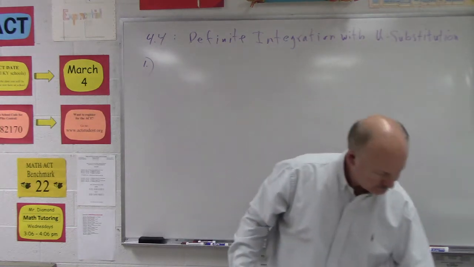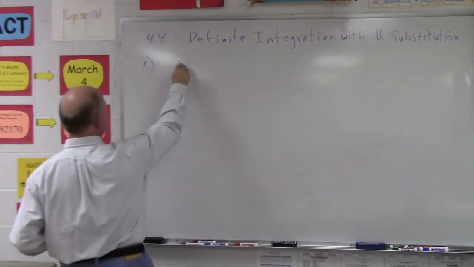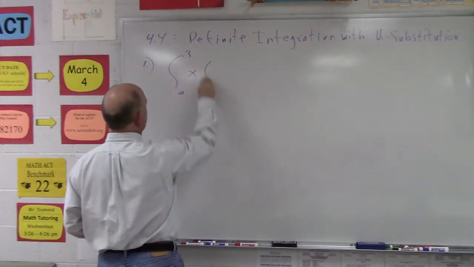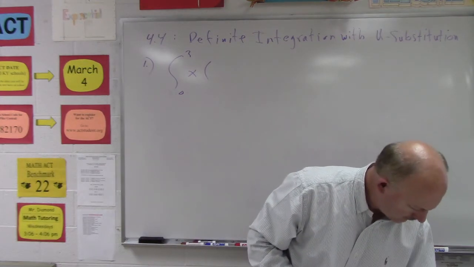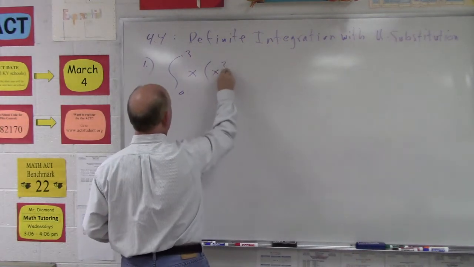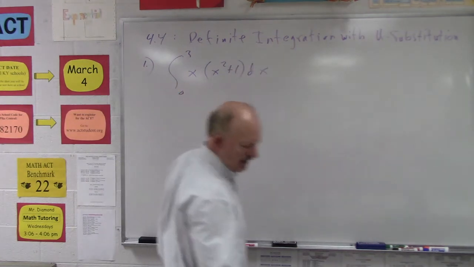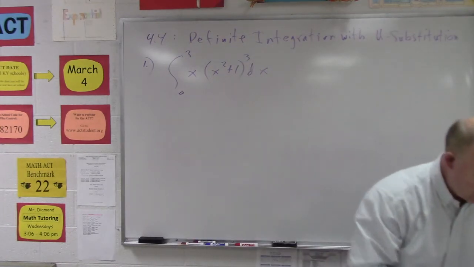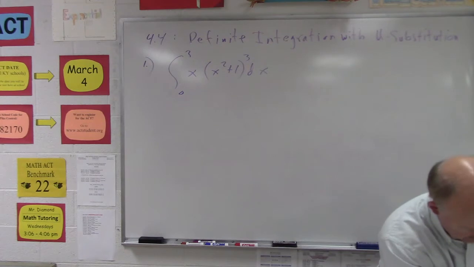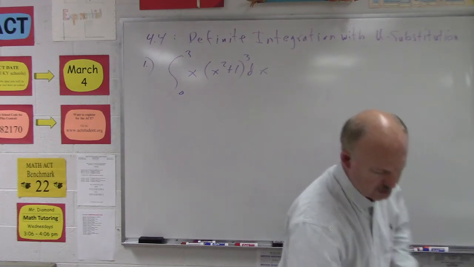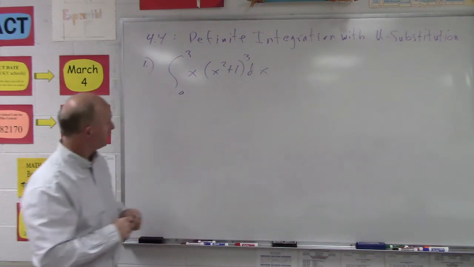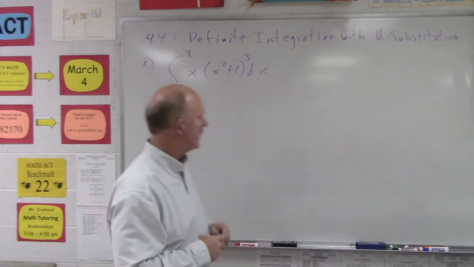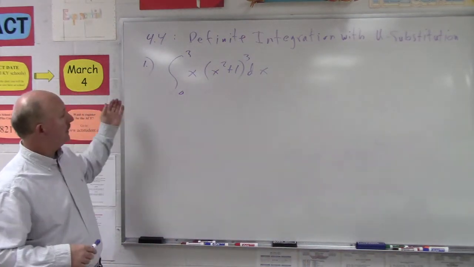Okay, let's try this definite integral here. So the integral from 0 to 3 of x times x squared plus 1 to the 3rd power, dx. Now let me double check this, make sure I've got this problem copied down correctly. All right, I think we're good to go. So x squared plus 1 raised to the 3rd power. So make sure you got the problem copied down. Some of these can be kind of long problems, so you got to make sure you got everything copied down correctly.